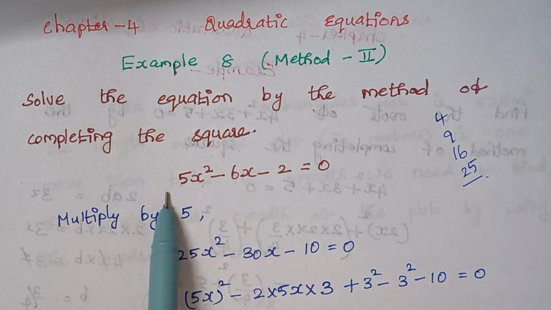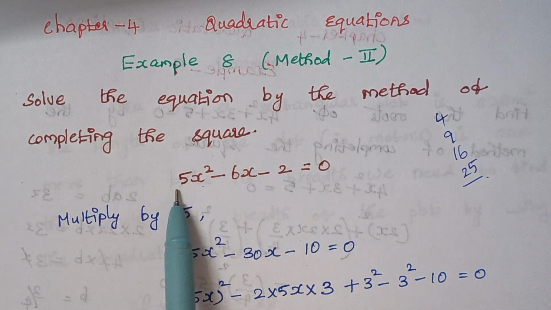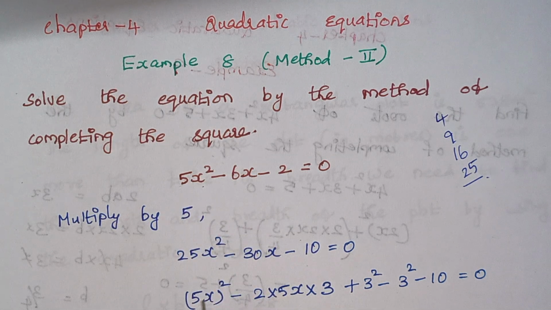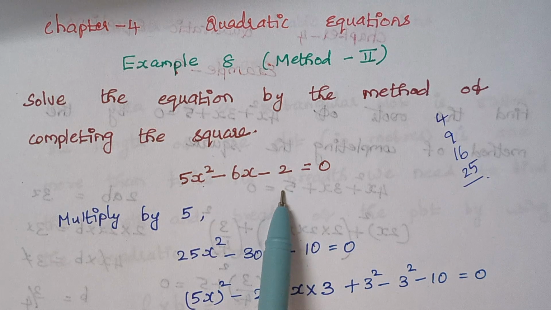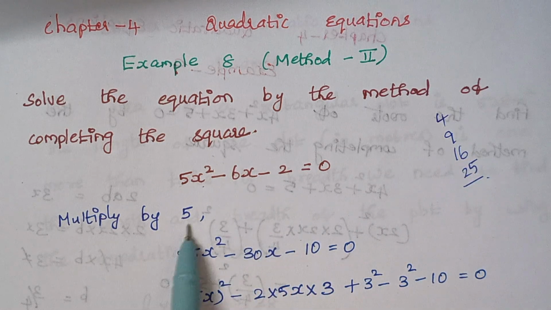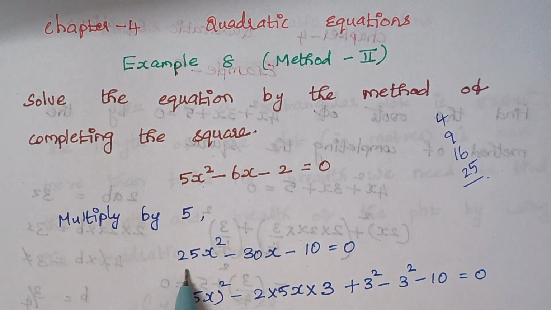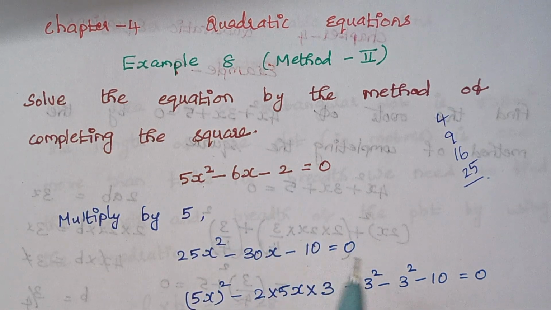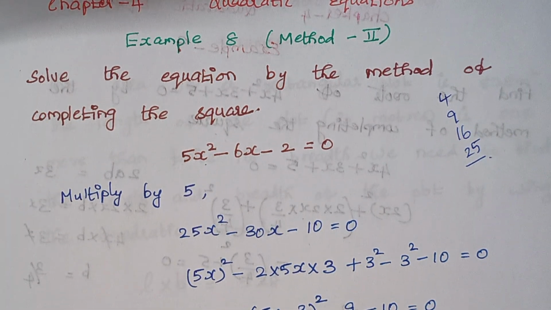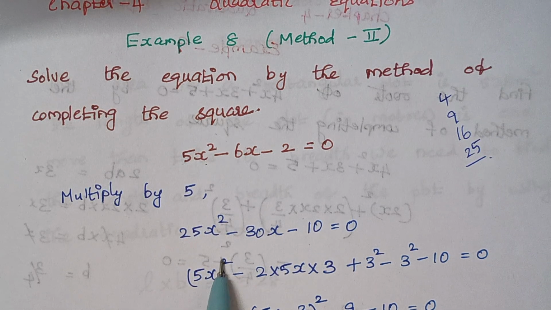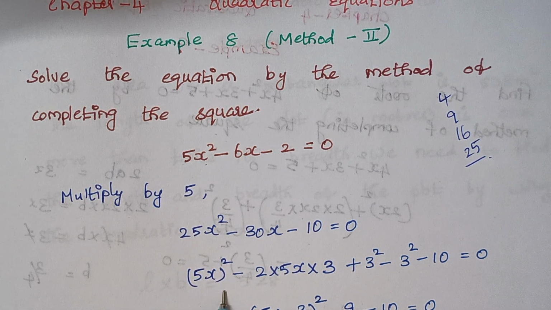So when I multiply this entire expression by 5, I will have 25x square here, which in turn I can write as 5x the whole square. Am I making sense here? Because this is the concept, right? So I am multiplying by 5. When I multiply this equation by 5, you see 5 into 5 is 25, 6 into 5 is 30, 2 into 5 is 10.